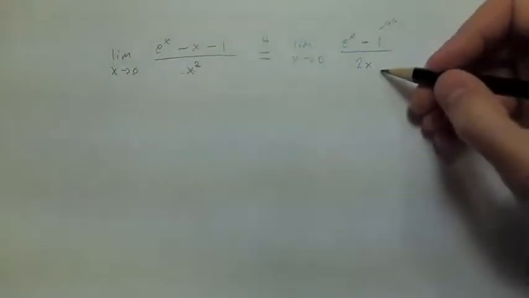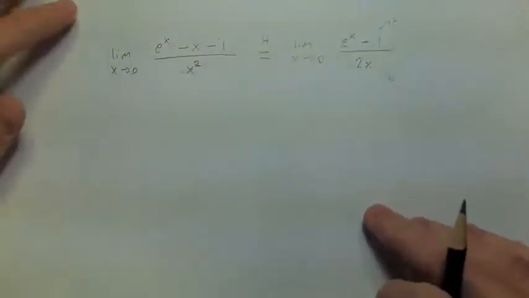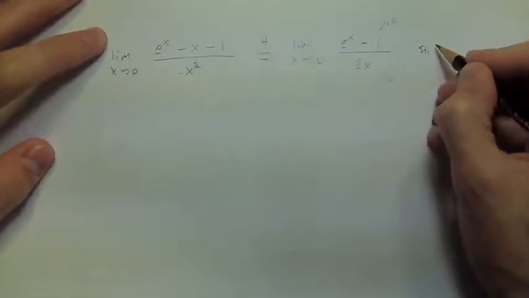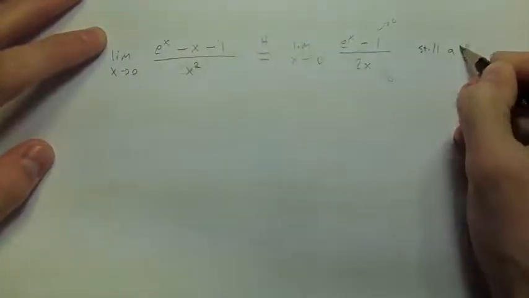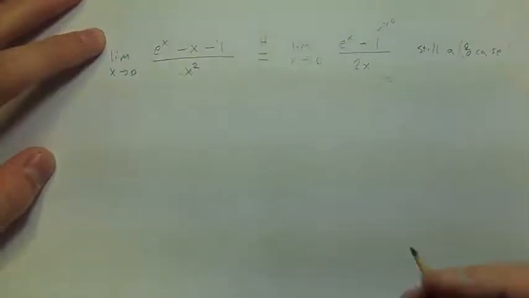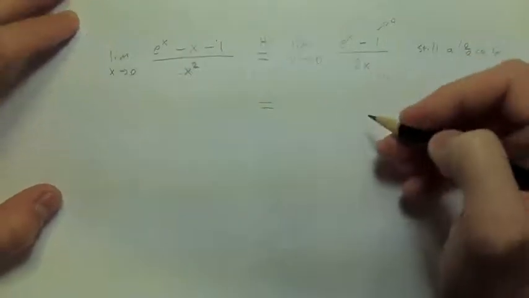And in the bottom, you plug in 0, you get 0 again. So this is still an indeterminate form. Okay, so still a 0 over 0 case. But that's okay. We can just use L'Hôpital's rule again because it's differentiable and nice and continuous and everything.